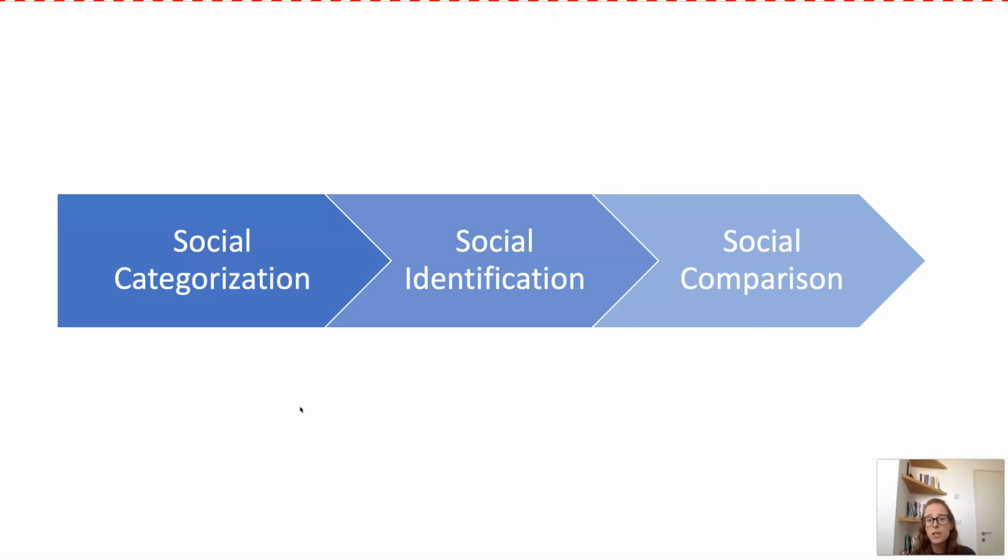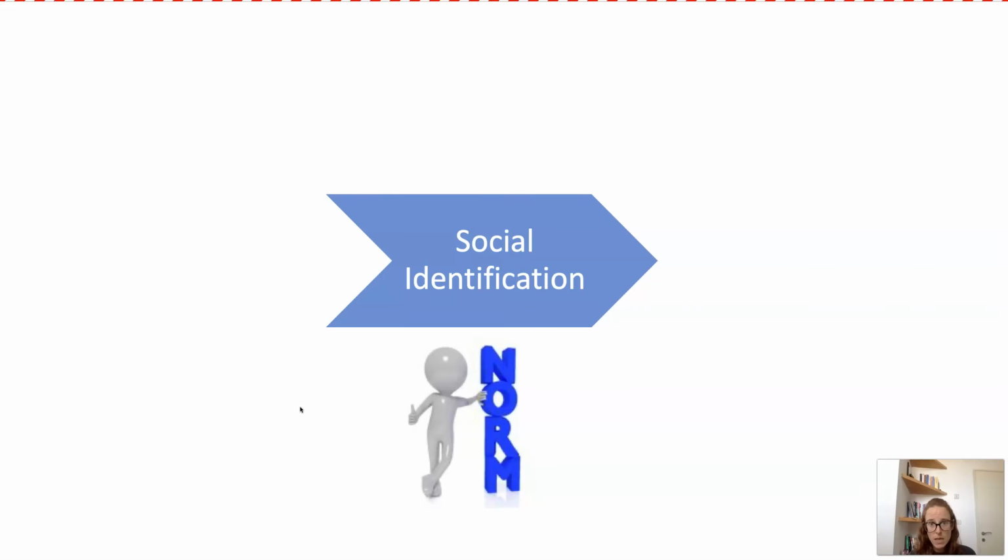The second is social identification, when people adopt the identity of the group they categorize themselves as belonging to and conform to the norms of the group. The third is social comparison, when people compare their own group with other groups in order to maintain a feeling of superiority over an outgroup. Social norms are part of the second mental process, social identification, when people adopt their group identity.